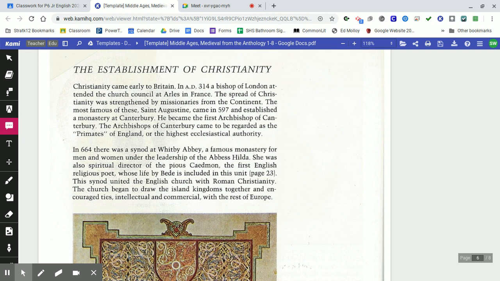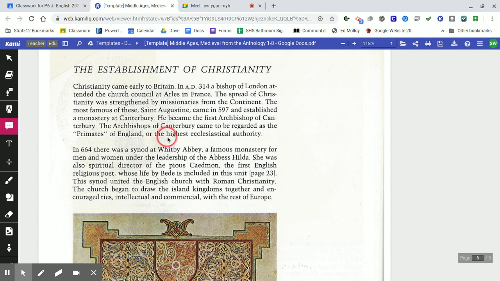The next category will be the establishment of Christianity. Christianity came early to Britain, AD 314. A bishop of London attended the church council at Arles in France. The spread of Christianity was strengthened by missionaries from the continent. The most famous of these, St. Augustine, came in 597 and established a monastery at Canterbury, which we will come back to later if we have time. He became the first Archbishop of Canterbury.